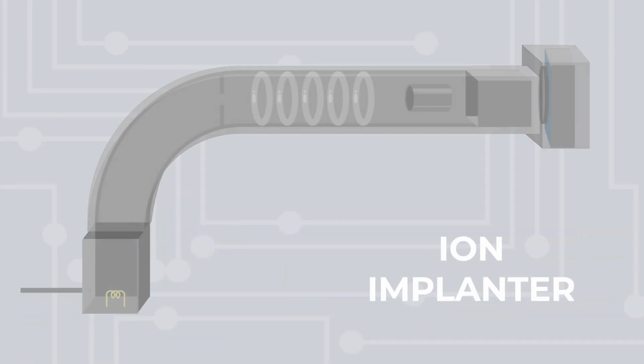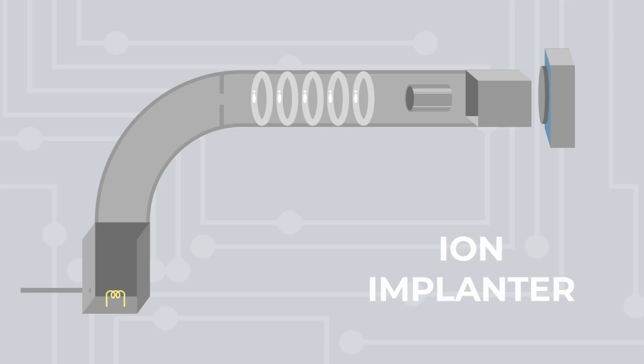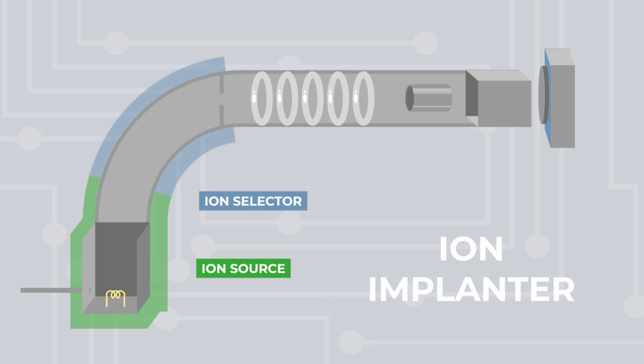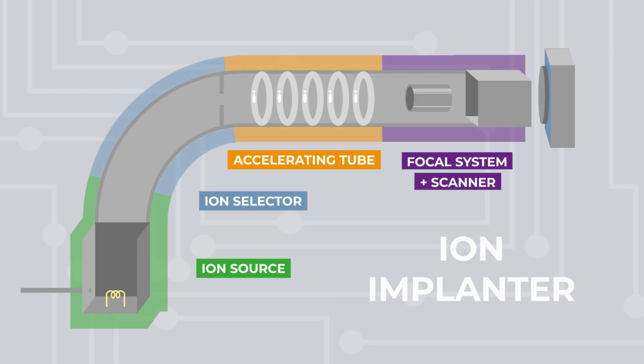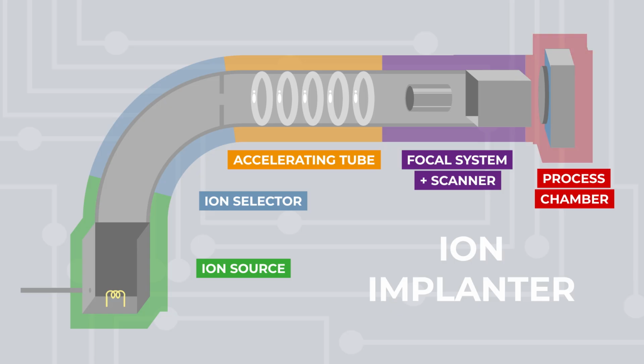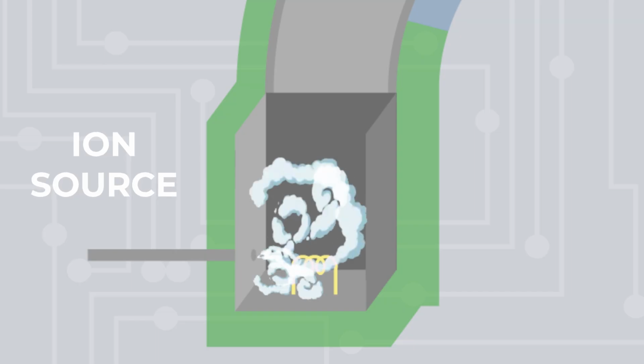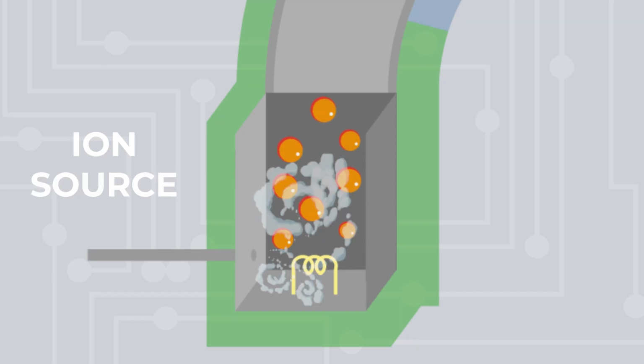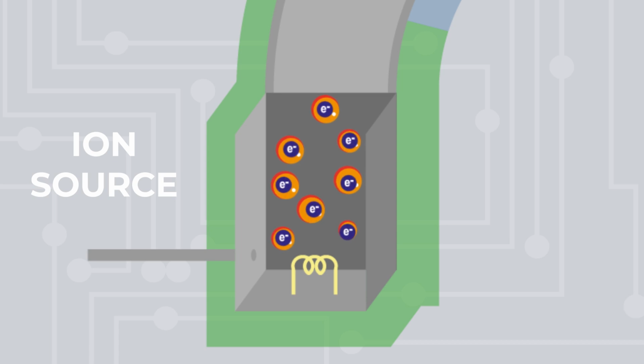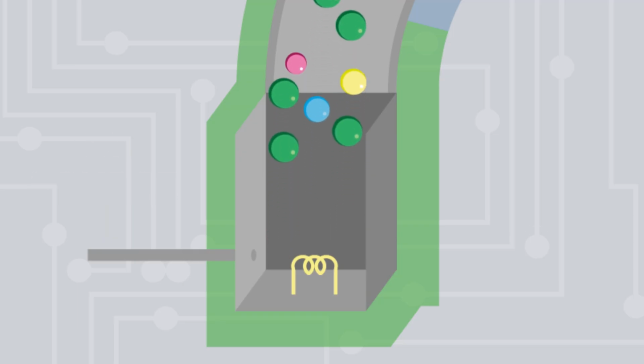The process takes place in an ion implanter, which is made up of different sections, all under vacuum, where the ions travel from the ion source through the ion selector, then through the accelerator tube, the focusing system, and the scanner, until they reach the process chamber, where the wafer is located. The process begins by introducing a gas that contains the element we want to implant into the silicon. The electrons emitted by a filament collide with the gas molecules, generating different types of ions, which we can later extract from the source by applying an extraction voltage.